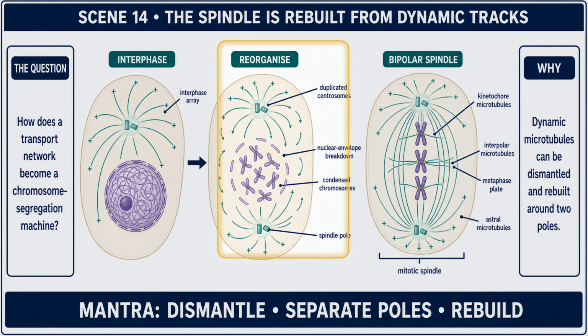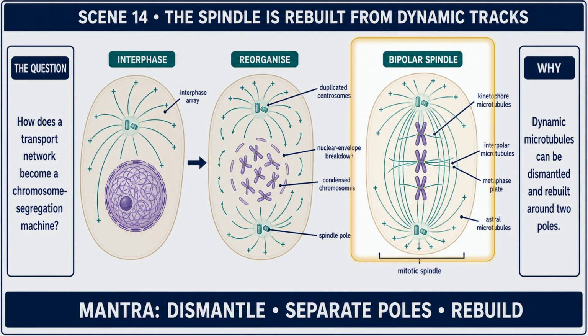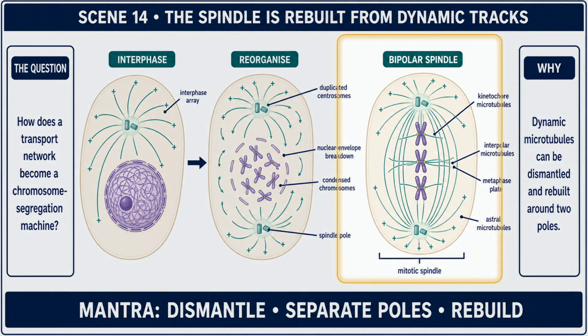New dynamic microtubules grow from the two spindle poles, some attached to kinetochores on chromosomes. These are kinetochore microtubules. Others overlap with microtubules from the opposite pole and form the interpolar region. Astromicrotubules extend toward the cortex and help position the spindle. By metaphase, these three populations form one bipolar mitotic spindle, with duplicated chromosomes aligned at the metaphase plate.